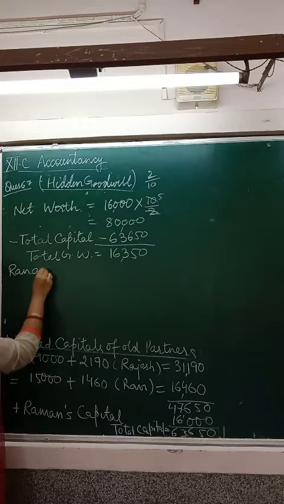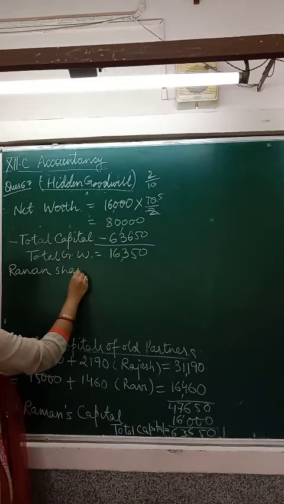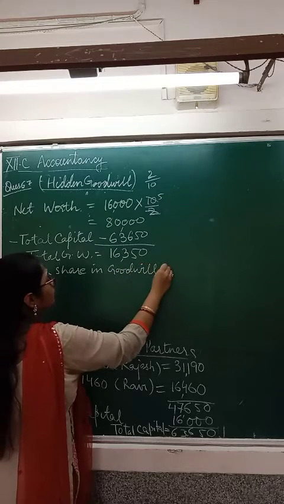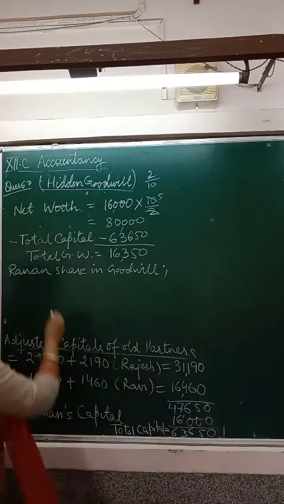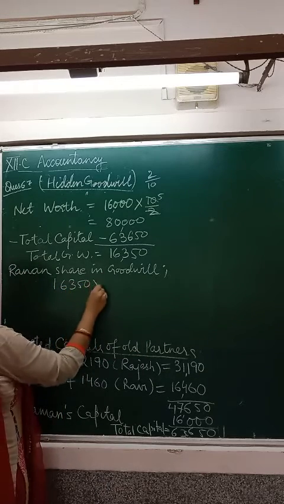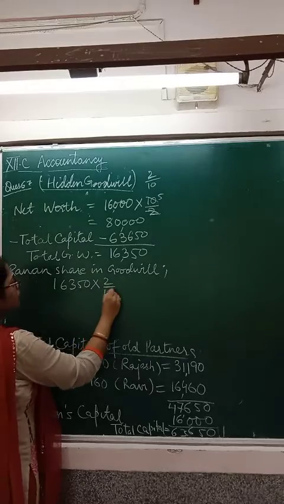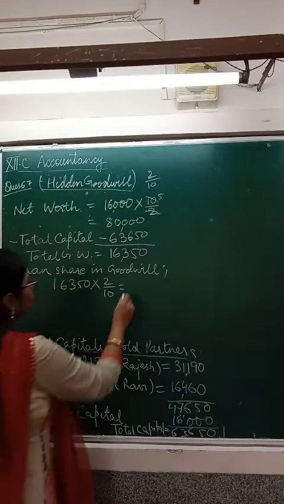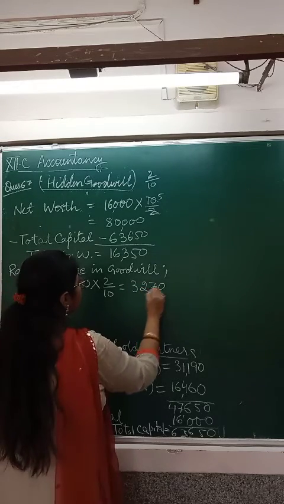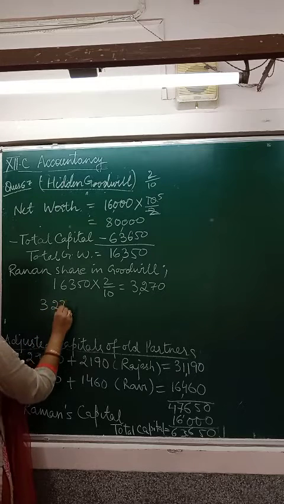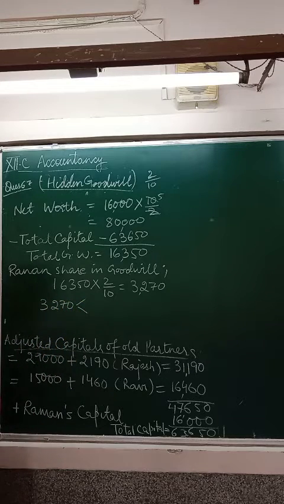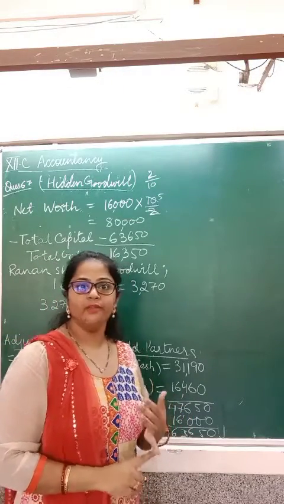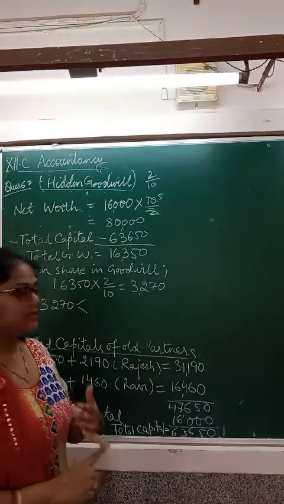Now then, how much is Raman's share in goodwill? Simply, Raman's share in goodwill will be 16,350 multiplied by Raman's share, 16,350 into 2 by 10, which is rupees 3,270. Now this 3,270 rupees, which is not brought by Raman, is to be dealt through the partner's current account, and it will be distributed to the old partners in their sacrificing ratio.